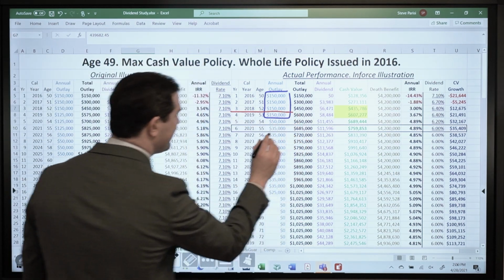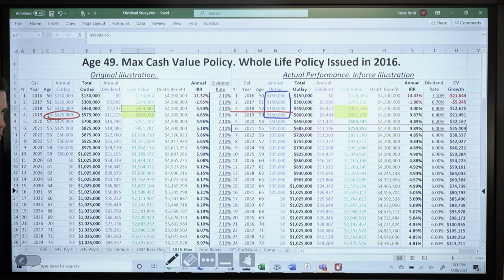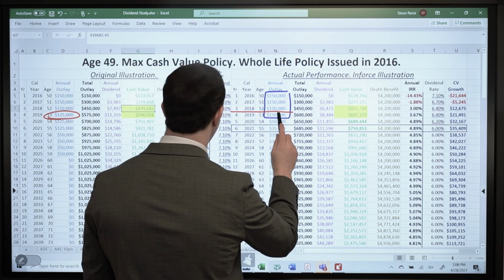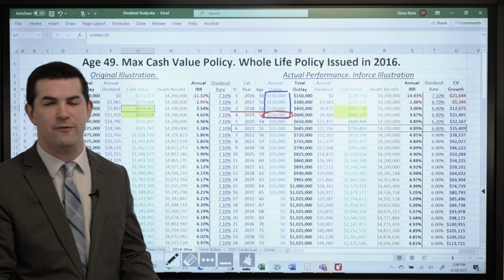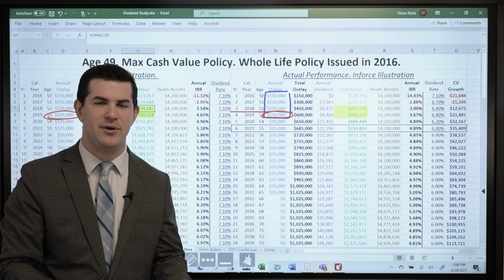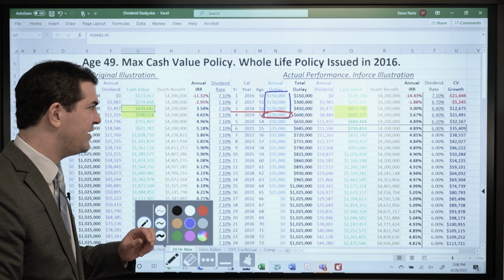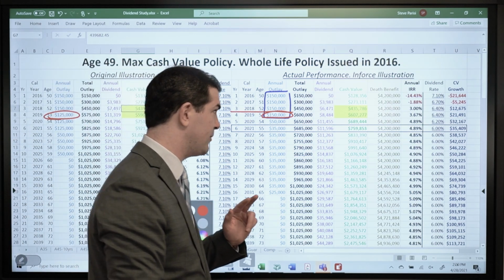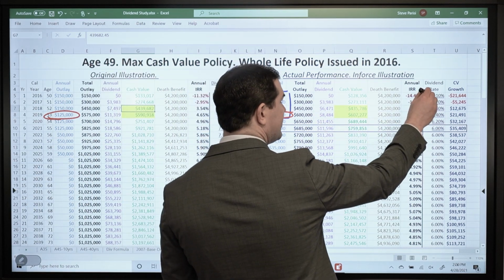And the reason I say that is he planned on paying $125,000, that was that original illustration, but he paid in $150,000. So he paid in another $25,000 in year 4, which starts to skew the numbers. It's not a clean apples to apples comparison, but what is consistent is the fact that he max funded it for the first 2 years, which is the most important, but really for the first 4 years. Look at this. Dividend came down.